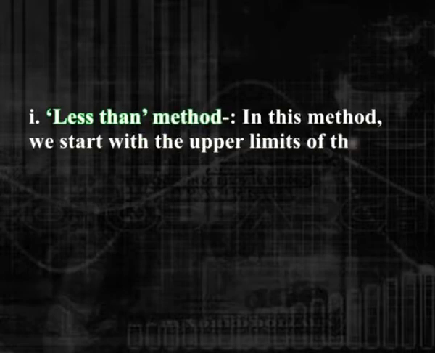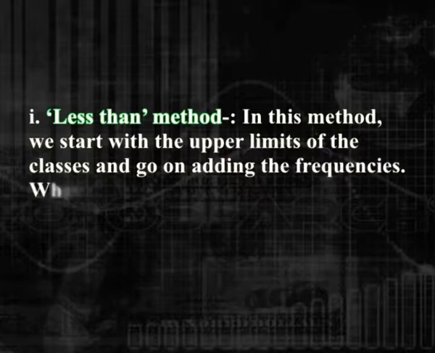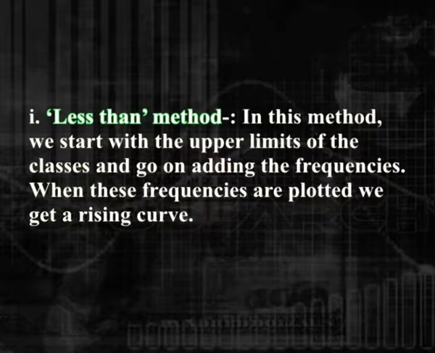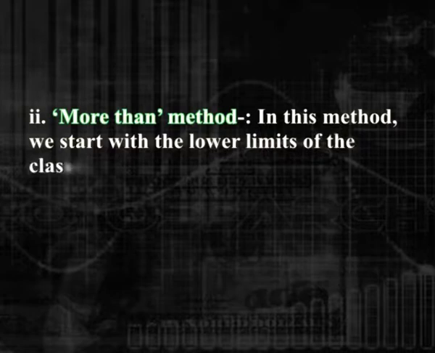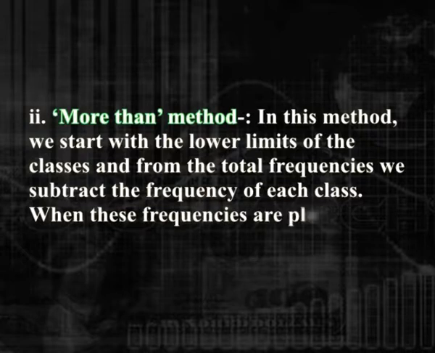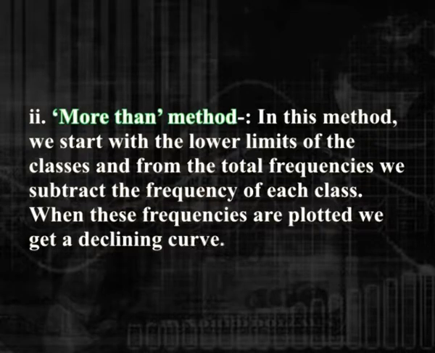There are two methods of constructing an ogive. First one, less than method. In this method, we start with the upper limits of the classes and go on adding the frequencies. When these frequencies are plotted, we get a rising curve. Second method, more than method. In this method, we start with the lower limits of the classes, and from the total frequencies, we subtract the frequency of each class. When these frequencies are plotted, we get a declining curve.